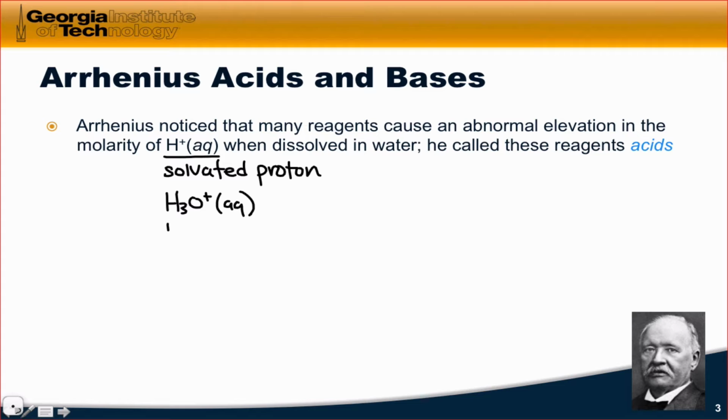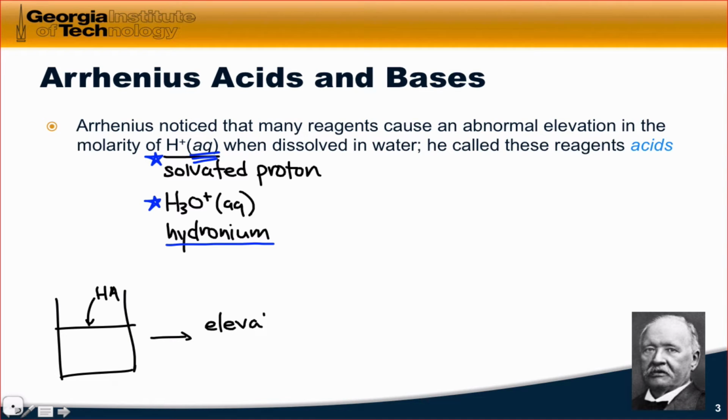This H3O+ ion is known as the hydronium ion. So whenever you see solvated proton or hydronium, know that we're talking about either H3O+ or the equivalent species H+ aqueous. And the aqueous phase designator is very important to emphasize that this is not a free proton, it's a solvated proton. You'll hear me use these two terms interchangeably, but for the most part, I'll focus on using hydronium after this video. At any rate, Arrhenius noticed that when an acid is dissolved in pure water, it causes an elevation of the concentration of hydronium in pure water.